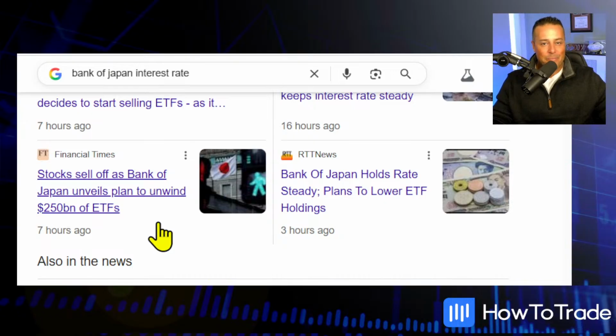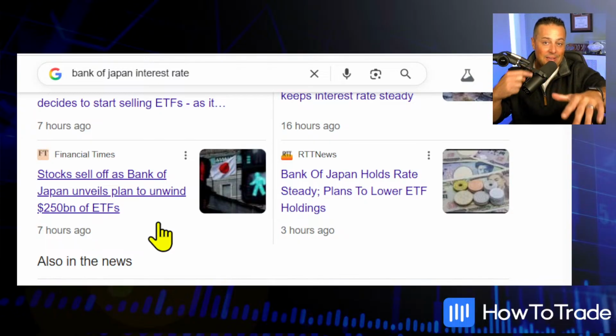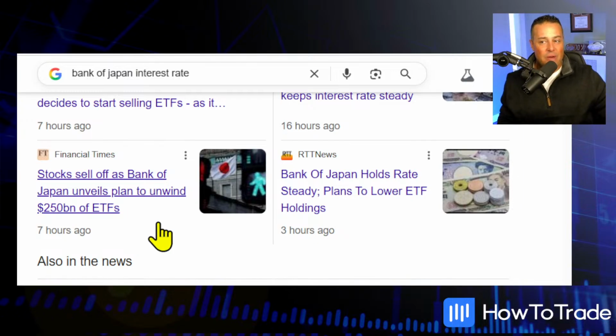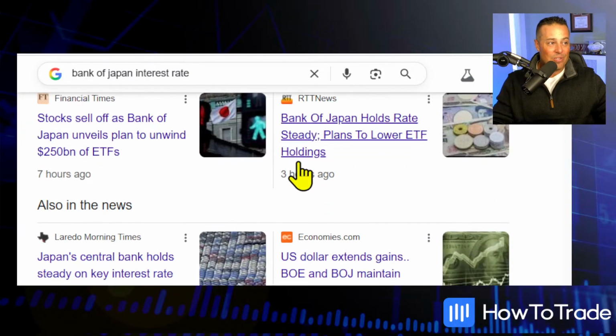Think about it. You're going to sell all those ETFs back into the system, right? What are you taking for payment? You're taking yen back. You're trying to balance your books. Theoretically, that will strengthen the Japanese yen. What will it do to, say, the Nikkei? Not so good. We saw a sell-off in the Nikkei.